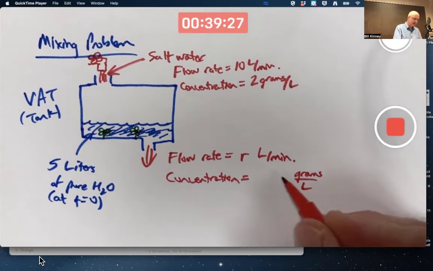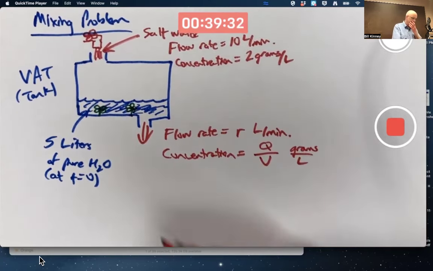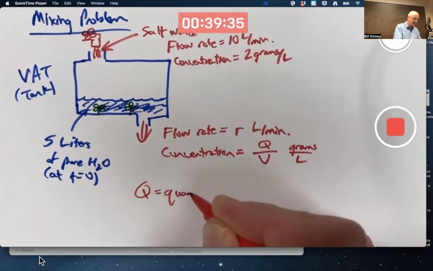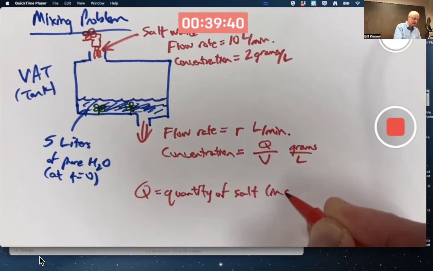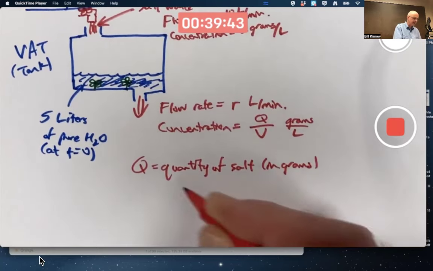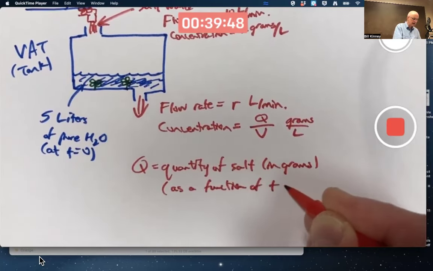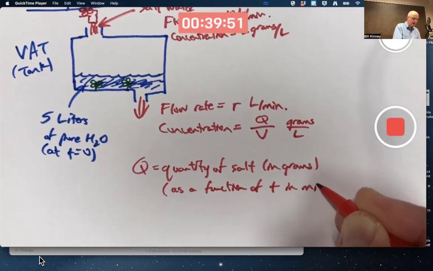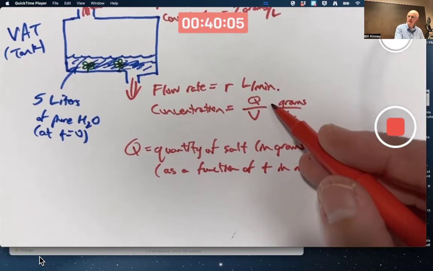How many grams per liter? Let's call it Q over V, where Q is the quantity of salt in grams. It is a function of t, in minutes. You don't see function notation here. I didn't write Q of t. You could, but for the purposes of the differential equation and making the slope field, it's actually better not to. It's better to leave it as a Q.